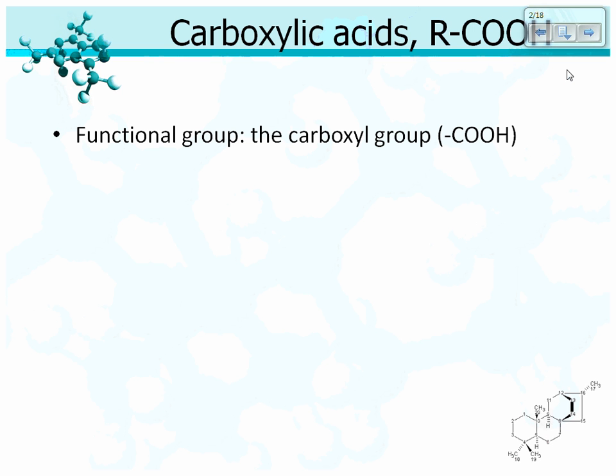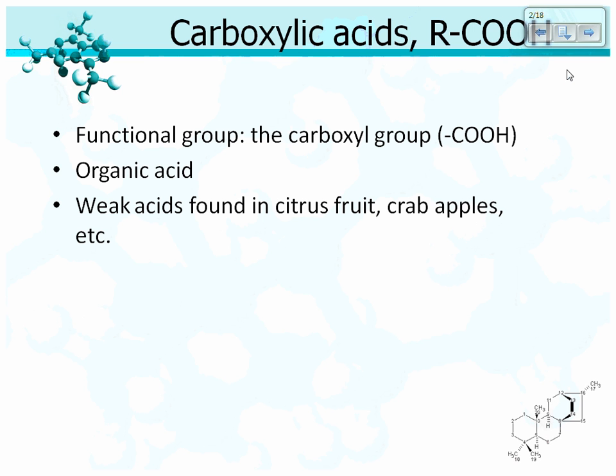The COO group is sometimes referred to as... It's an organic acid, so it is an acid, but it's not a very strong acid usually. They're weak acids that are found in citrus fruit, crab apples, etc. So when you taste lemon juice, that's an example of an organic acid or carboxylic acid. Most common is vinegar, that's acetic acid.